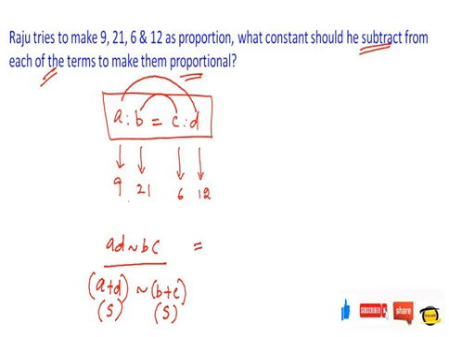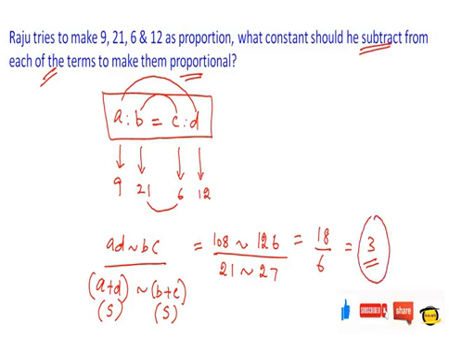So A times D, so 9 times 12 is going to be 108. Find the difference of that with B times C, which is 21 times 6, which is going to give us 126, divided by the sum of A and D, which is 9 plus 12, 21, and the difference of that with the sum of B plus C, which is 27, right? Now if we simplify this, we are going to get 18 upon 6 and that is going to give us a result of 3. So this means that if we subtract 3 from all the 4 parts of the given terms, we will get the answer to be proportional to each other.